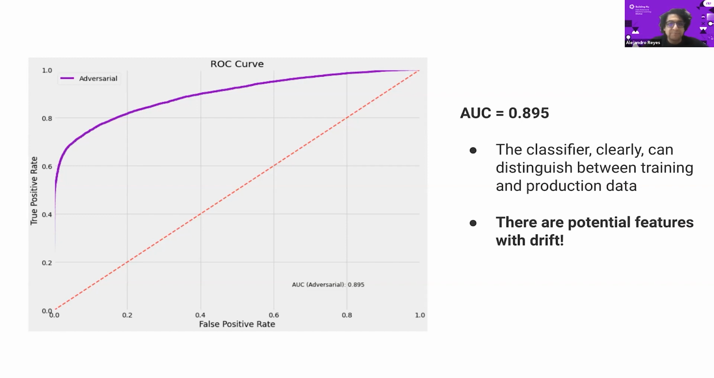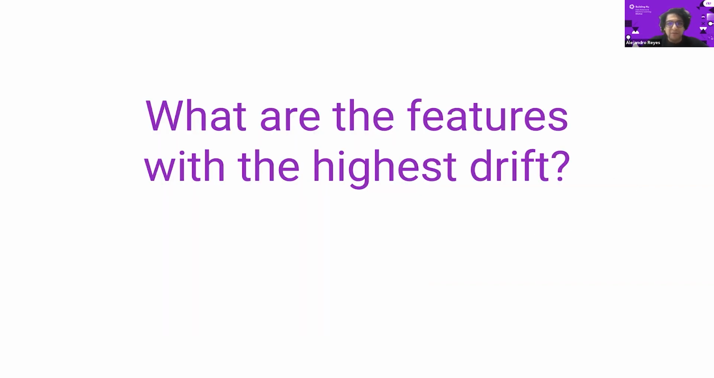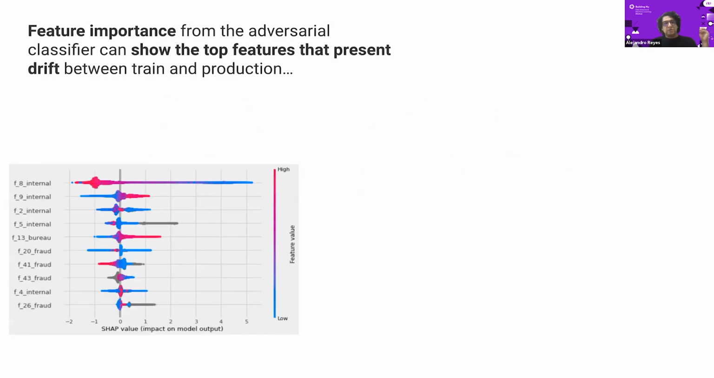The question here is, what are the features with the highest drifting? In order to answer this, we can use the feature importance or the SHAP analysis, in this case from the adversarial classifier, to show the features that are drifting the most, that are changing the most.